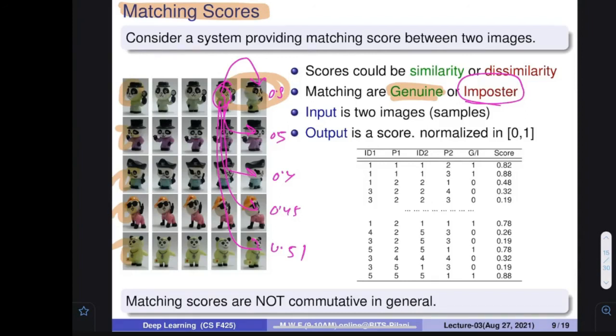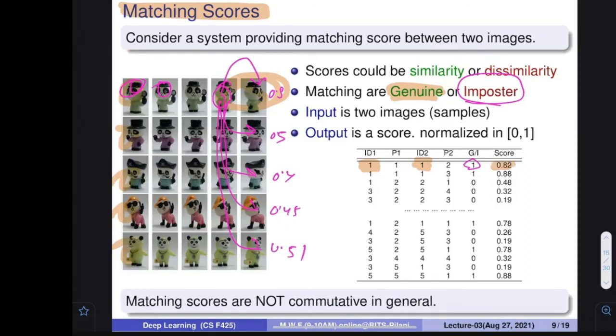Okay, score can be normalized. See, the first person's first image is matched with the first person's second image. So this image is matched with this image, and it is a genuine match because the same person is being matched. This is the genuine score. Why genuine score? Because this is the first person, and this is also the first person. So this is the score.